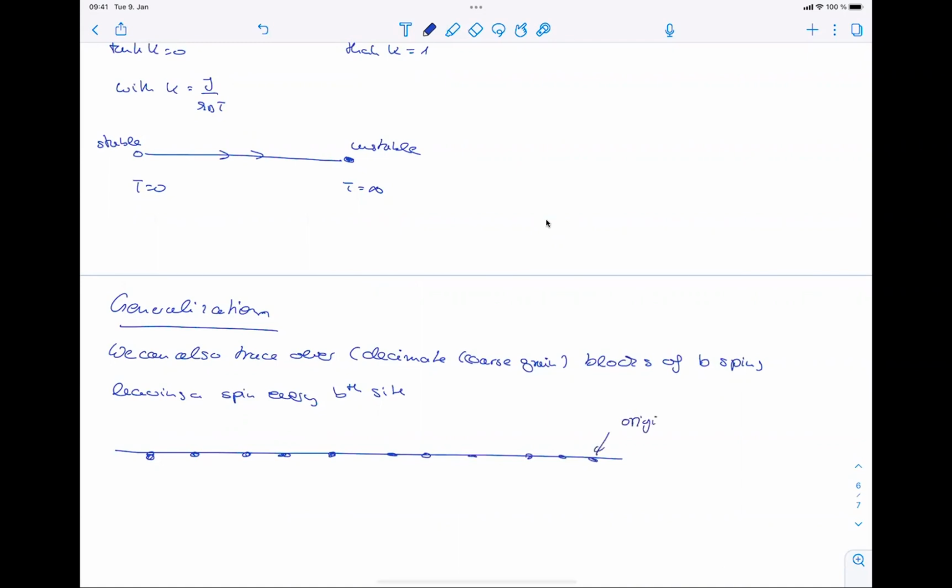Original spin. And then I can also now sort of coarse grain in a fashion that I then have this being B times A.